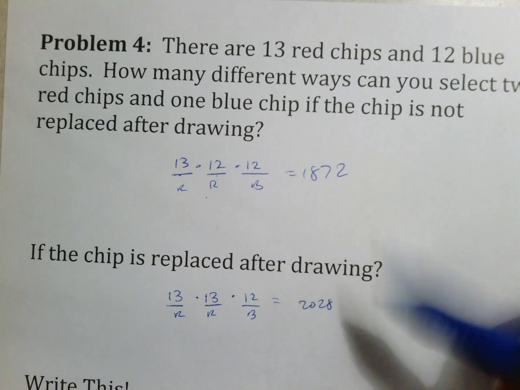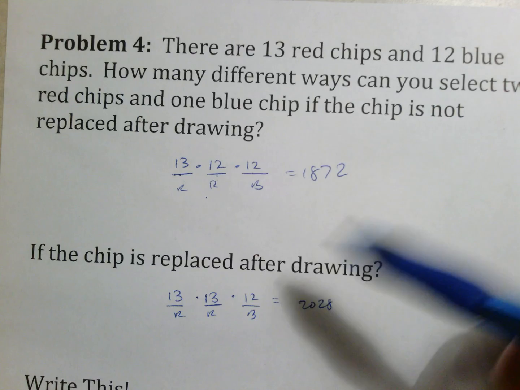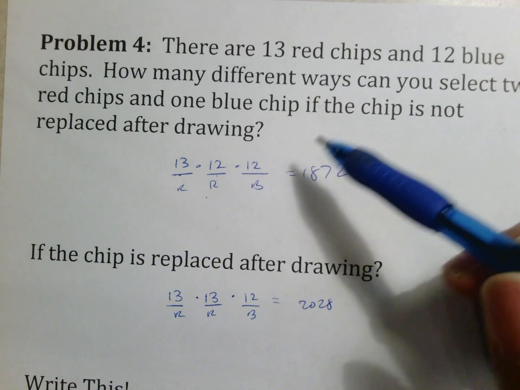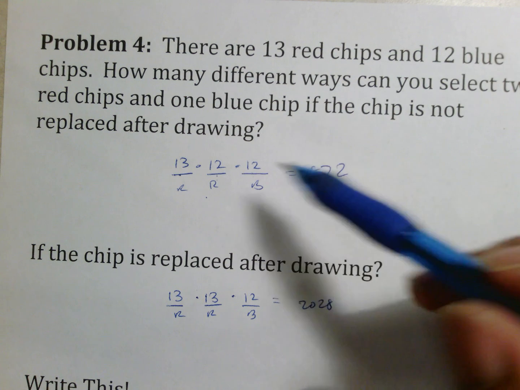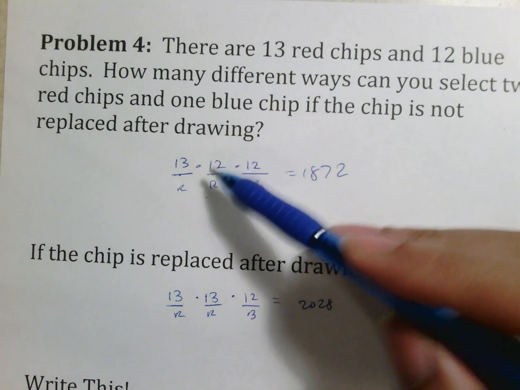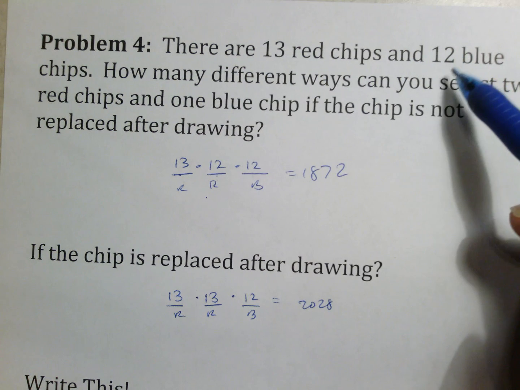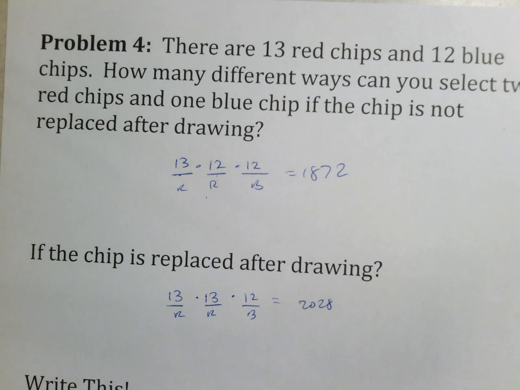So you can see how the answers would be different, and it depends on whether you are replacing or not replacing. This would be with replacement. This would be without replacement. Again, not replacing means that you are not putting it back into the hat to be pulled from. You are keeping it as it is, which means as you draw, every time this number is going to go down 1. If I'm replacing, then the number should stay the same.